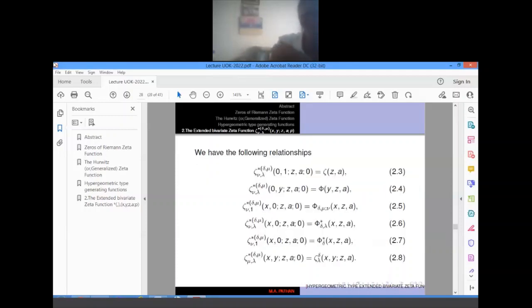Now several special cases of such extension are given, and we can see that this is reducible to zeta za by yza, by delta mu xza, by delta lambda star xza, by delta x star xza, and the last one is zeta lambda delta x y z a. So these are the relationships we can say for special cases.